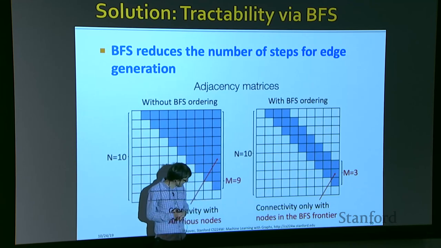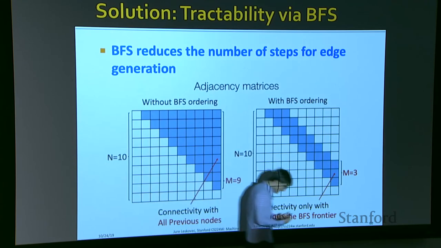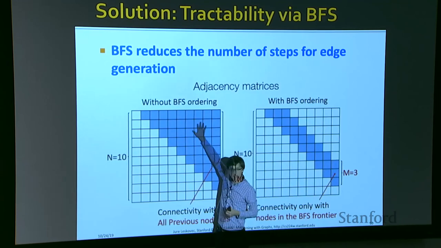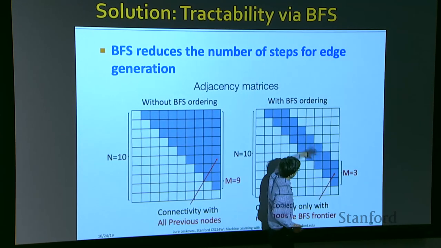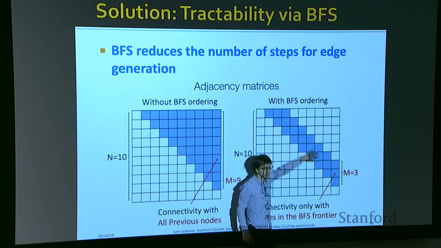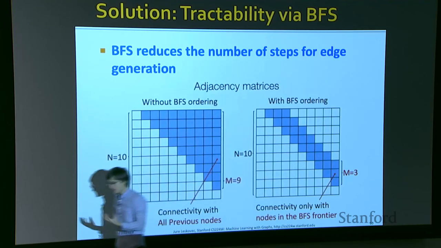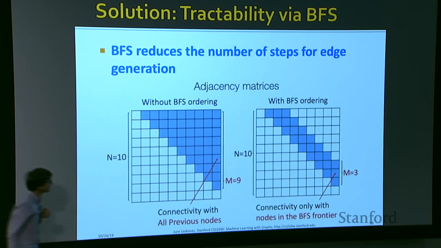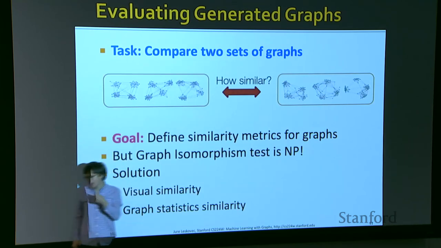So why is this now elegant? Because when I learn to generate, I don't need to generate all this area. All I need to generate is this band here, right? This is what our node ordering gave us. OK, good.